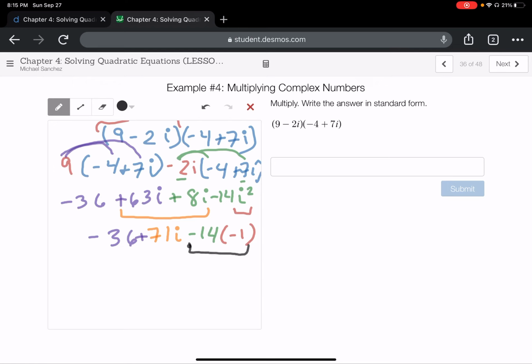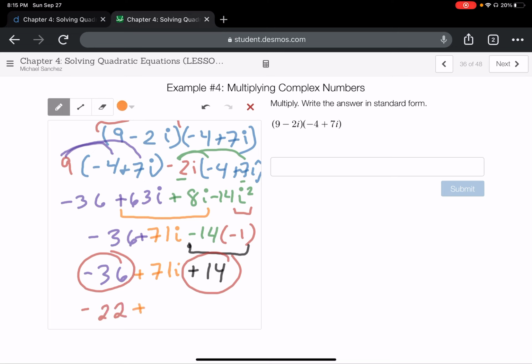I have to simplify this multiplication here. Negative times a negative is positive 14. Bring down the 71i. I bring down my negative 36. And then here I have one last step. I can't have all three of these terms. They're still like terms. I have negative 36 and positive 14. I combine those two together to give me negative 22.